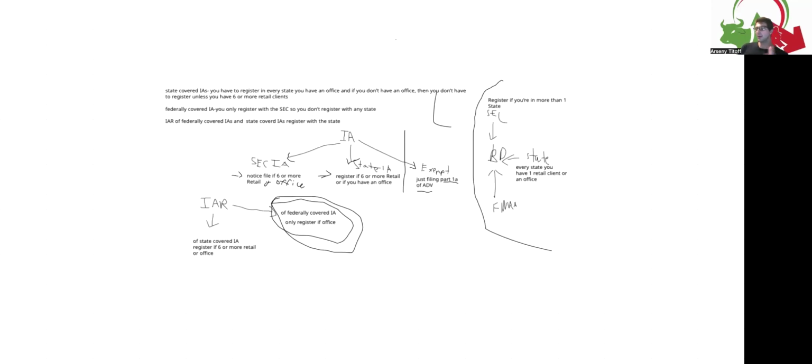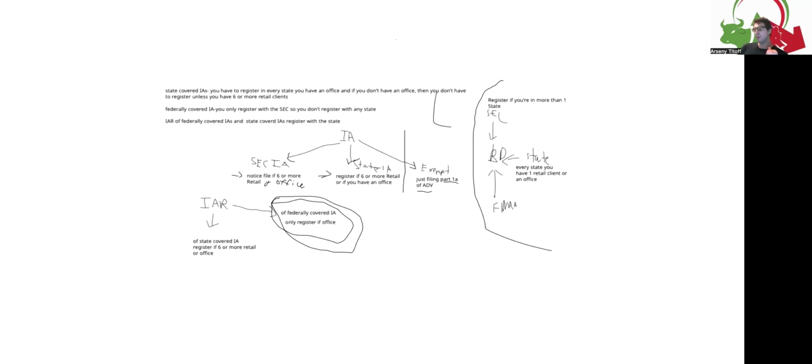And then if you're an IAR of a federally covered investment advisor, this is the tricky one. You only register if you have an office. So regardless of how many retail clients you have in another state, you're only going to register in the office that you work out of. Similar to the whole BD, it's not every office they have, it's the office you work out of. Same thing with the IAR of a state covered IA or agent of a BD. It's the offices you work out of, not every office that they maintain.